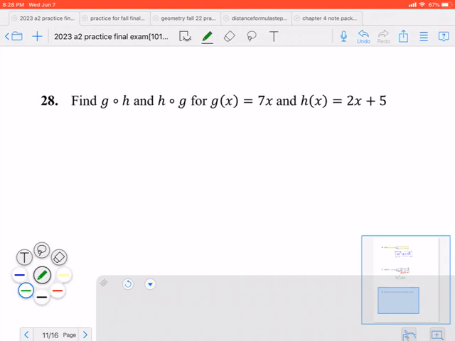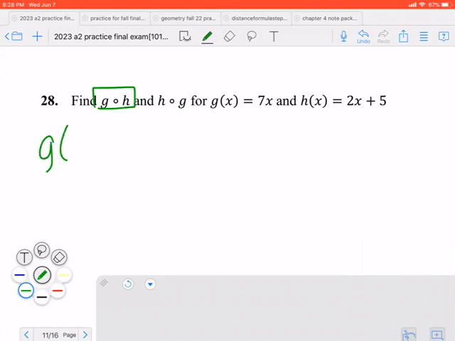28. G of h and h of g. So when I see it written like this, I like to write it like this. Because when you write it this way, it tells you which one goes inside the other one. So my g is first. So I copy down g with a big set of parentheses where the x is. And then inside those parentheses, I'm putting h in there. H is 2x plus 5.